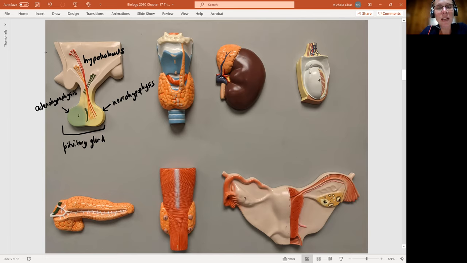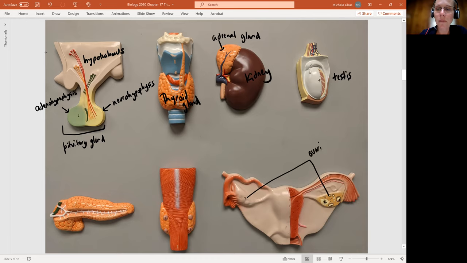The next image, we see the trachea, and we have the larynx, which we commonly think of as the voice box, and directly underneath the larynx, right on top of the trachea, we have the thyroid gland. Over here, we're seeing the kidney, and directly on top of the kidney, we have the adrenal gland. In this image here, we're seeing the testis, and then down below, we're seeing the ovaries.